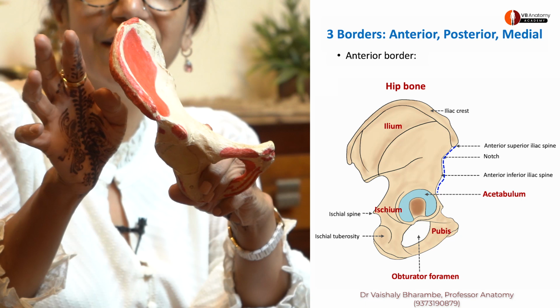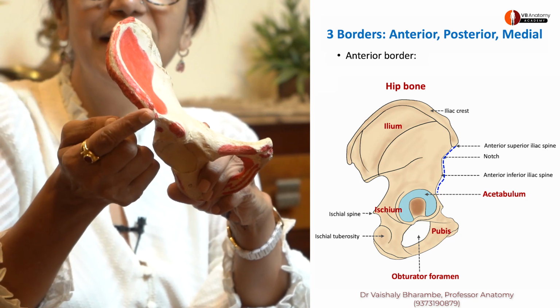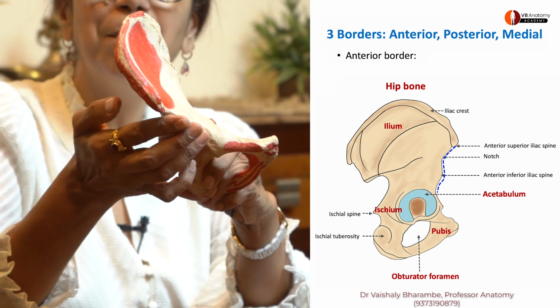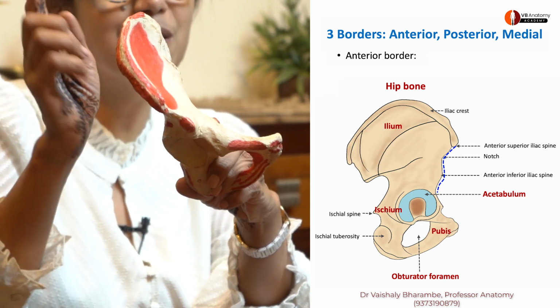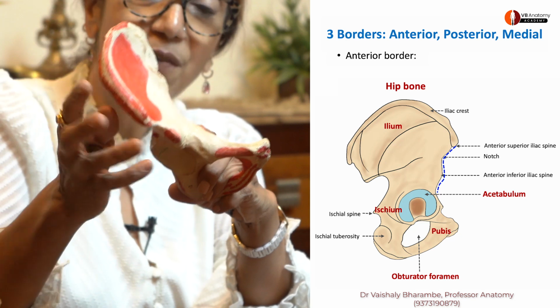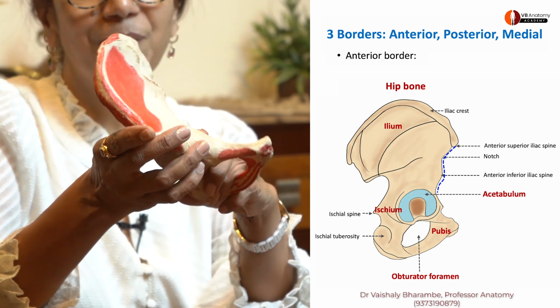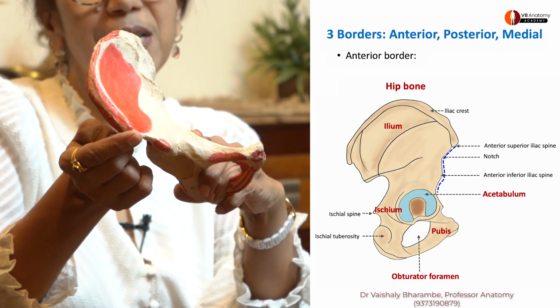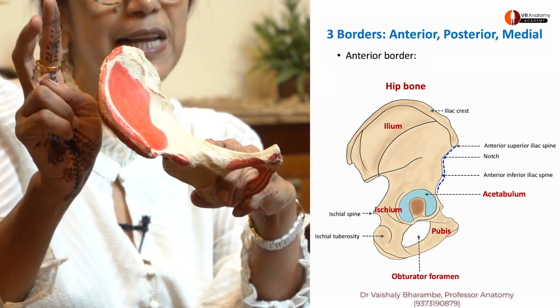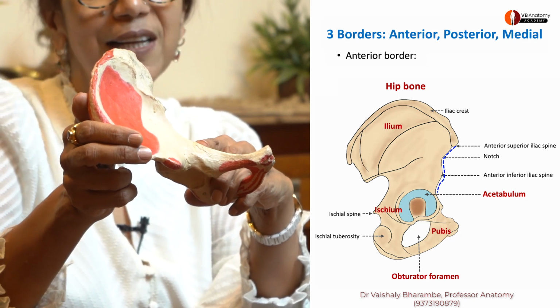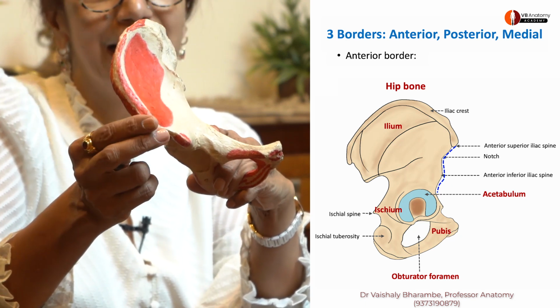You don't have to know it. Just remember anterior superior iliac spine, notch, anterior inferior iliac spine. These are three projections or depressions I want you to remember. Once you've got this border, then what is attached to it? Anterior superior iliac spine gives attachment to one muscle, one ligament. Which muscle? Sartorius. Which ligament? Lateral end of inguinal ligament.